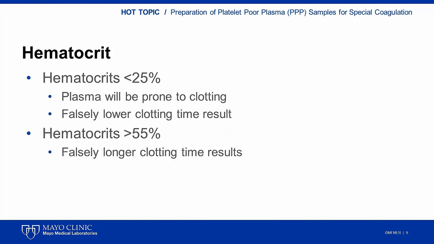For hematocrits less than 25%, the plasma calcium will be in an excess proportion to the sodium citrate anticoagulant. The plasma will be prone to clots and clotting time results will be falsely low. For hematocrits greater than 55%, the sodium citrate anticoagulant will be in excess proportion to plasma calcium. In this scenario, the plasma will produce falsely prolonged clotting times.